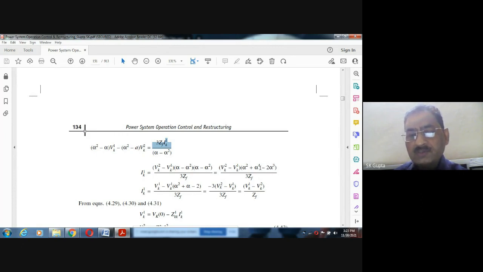So it will be 1 plus alpha square minus 3, and 1 plus alpha square we have seen earlier is equal to 0. So the whole value of this from here to here is minus 3. From here to here it is minus 3. This can be written as a minus 3 VK2 minus VK1.